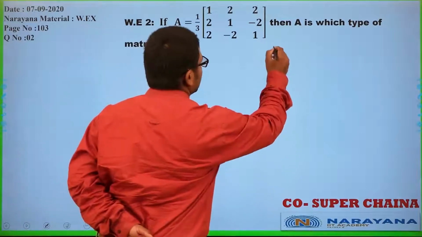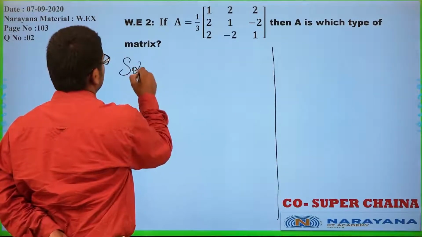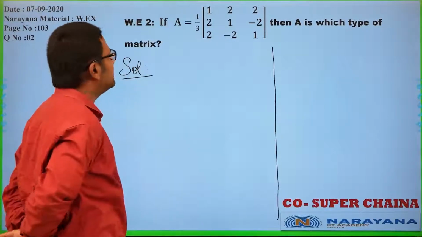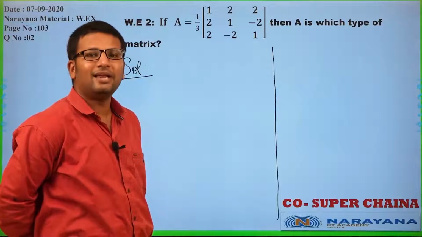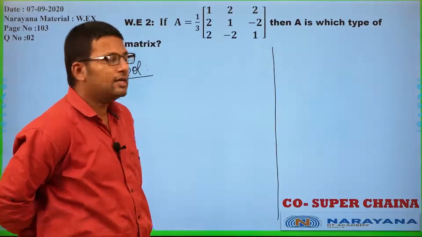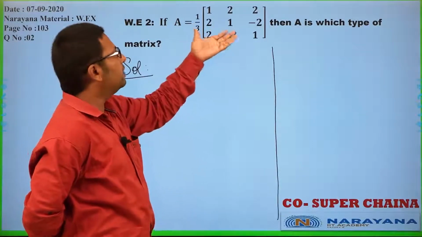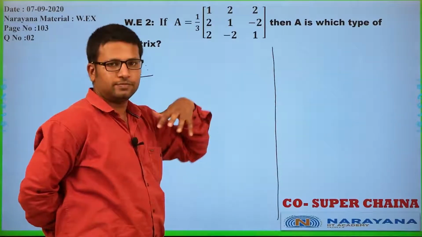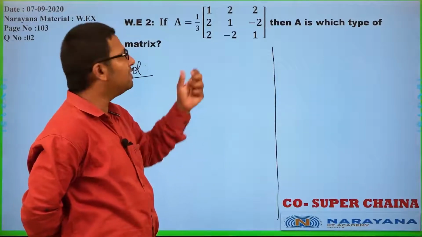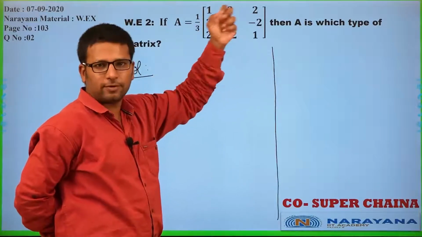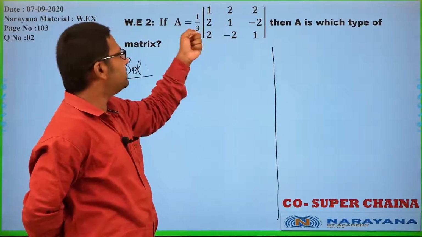Now, because we are doing the subtopic orthogonal matrices, you may guess that it is orthogonal, but in the exam, how would you know? One hint that it is probably orthogonal is that we have this number 1 by 3 outside, and look at the elements 1, 2, 2. Square and add them. What do we get? 1 plus 4 plus 4, which is 9. So, 9 is the square of 3.